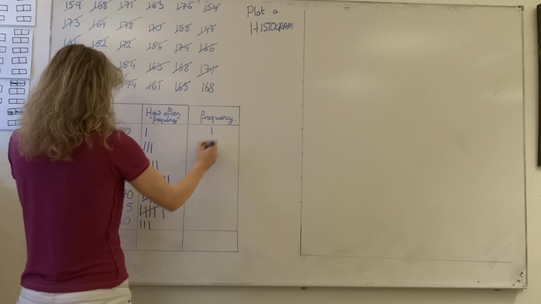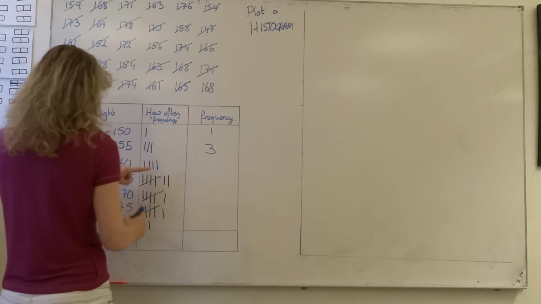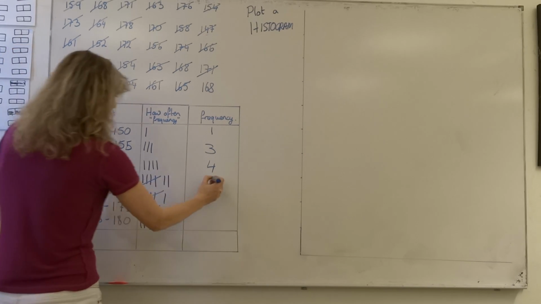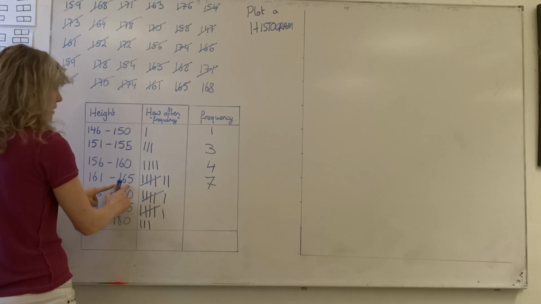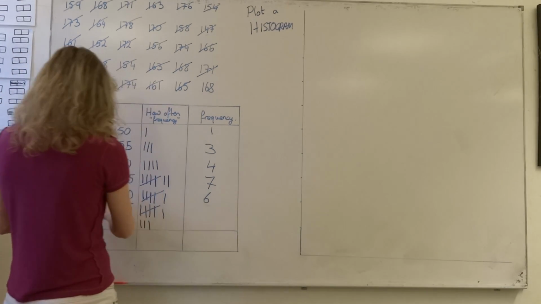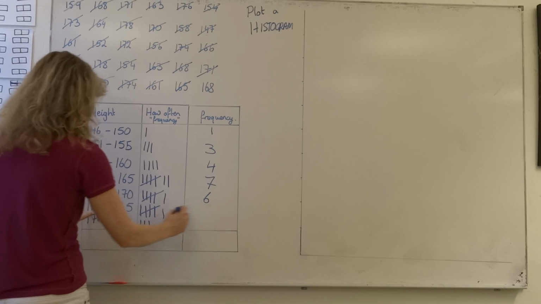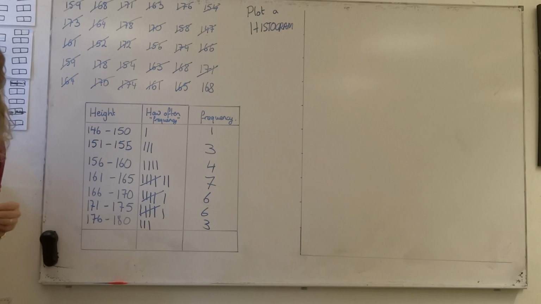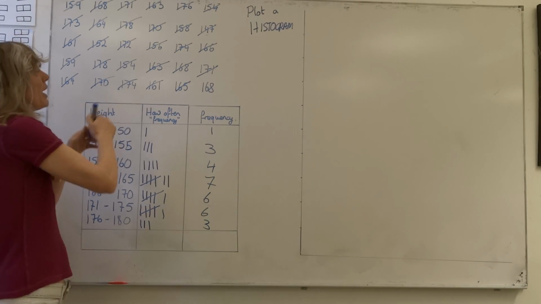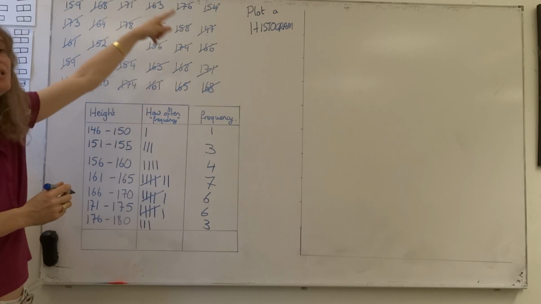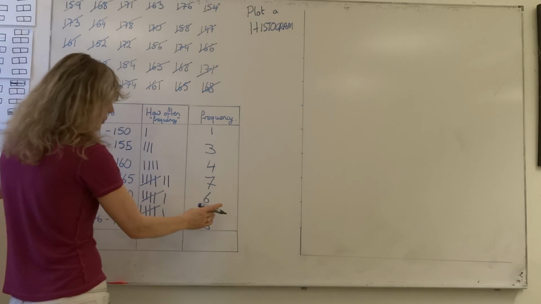We had one person here, 3 people here, 4 people who had the height 156 to 160, 7 people who had the height 161 to 165, 6 people who had the height 166 to 170, 6 people here, and we finished off with 3 there. And if I've done this right, hopefully put them all in the right place, but made sure that I've put all the people in, how many people should I have here? The 30 that I had in my table. So let's just double check.